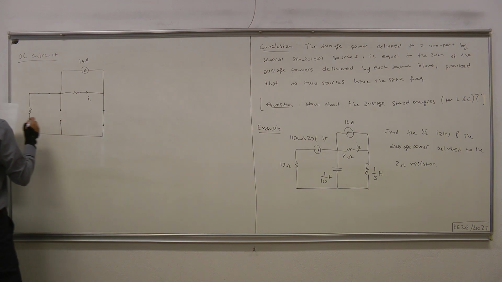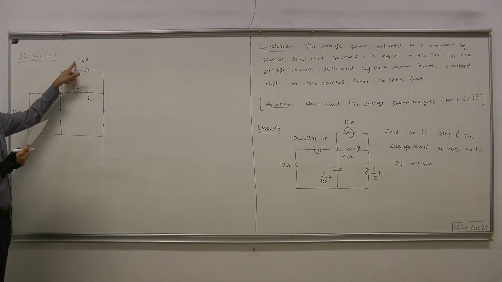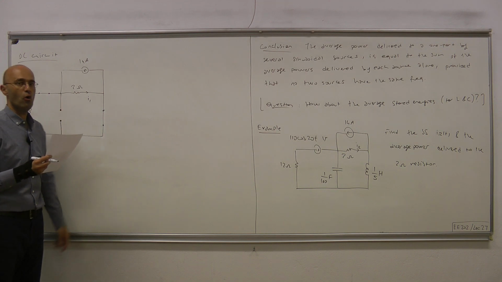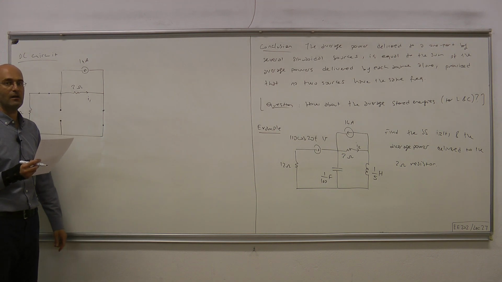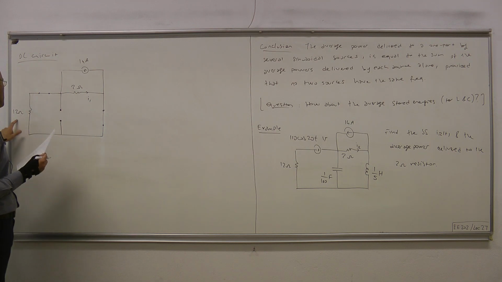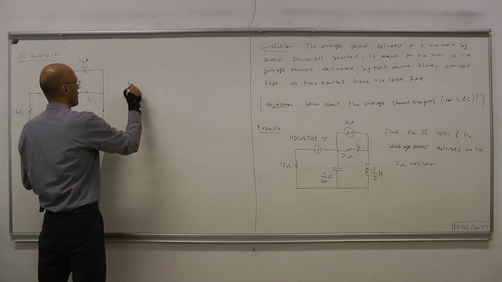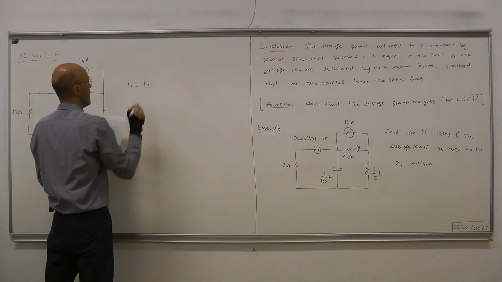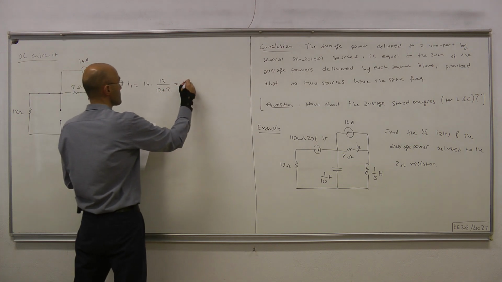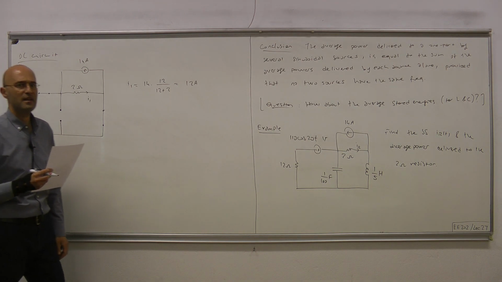Okay, so this is 12 ohms, this is 2 ohms. Here we have 14 amps, and it will be divided between 12 ohms and 2 ohms, which are now parallel. So clearly 12 amps will be flowing over the 2 ohm, and the remaining 2 amps will be flowing over the 12 ohm resistor. So I1 equals IS times 12 over 12 plus 2, which is 12 amps. This is what we measure when the AC source is killed.